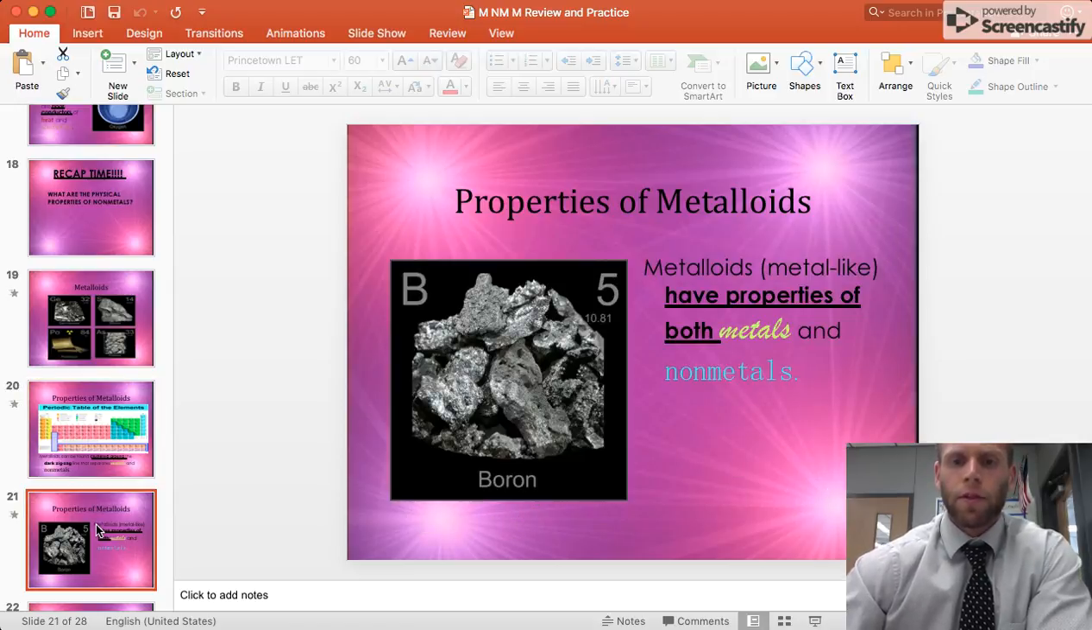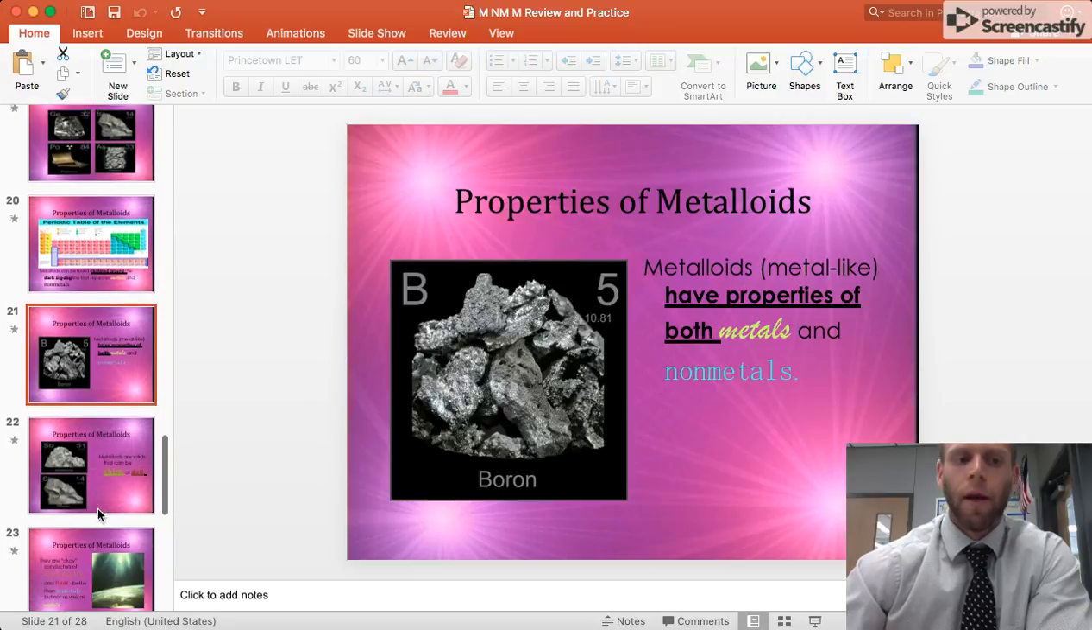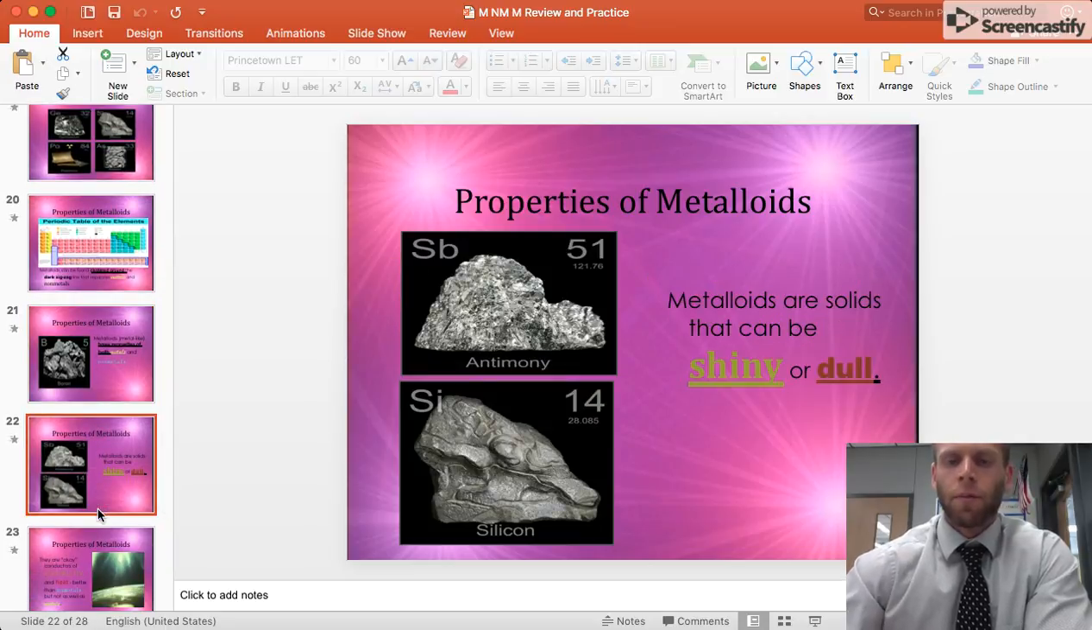So the metalloids are metal-like. That's what metalloids means. They have properties of both metals and nonmetals. So there's boron as another example of a metalloid. Some more properties of metalloids.